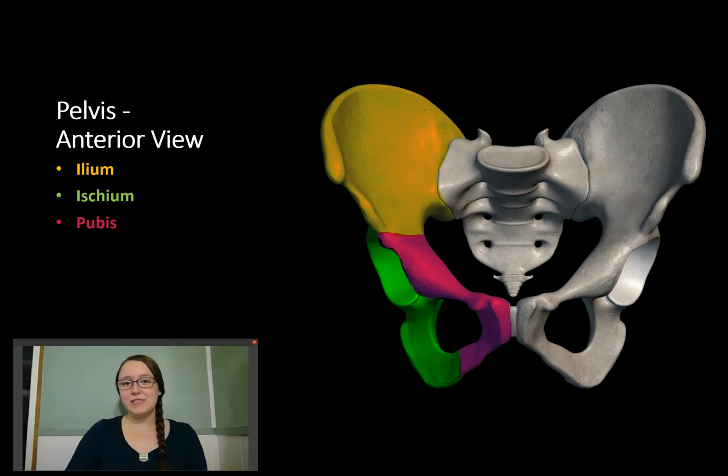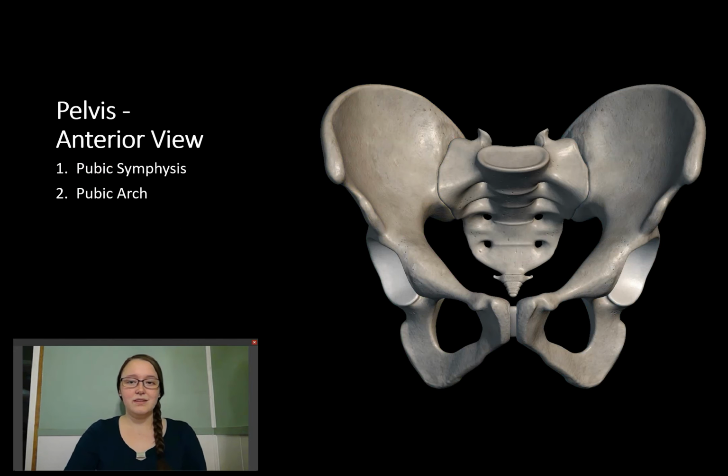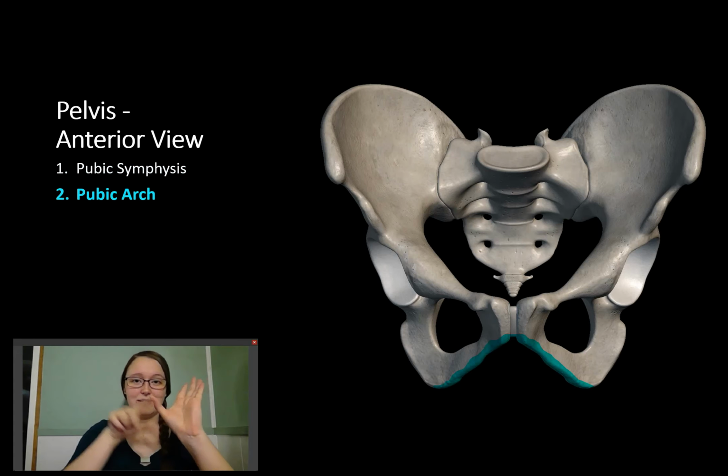There are three separate sections of the coxal bone: the ilium, the ischium, and the pubis. Now, the coxal bones connect on the anterior side of the body, anterior meaning the forward part, and posterior meaning the back. And where they connect, there is a piece of cartilage called the pubic symphysis. And when they do connect, they make an arch known as the pubic arch.